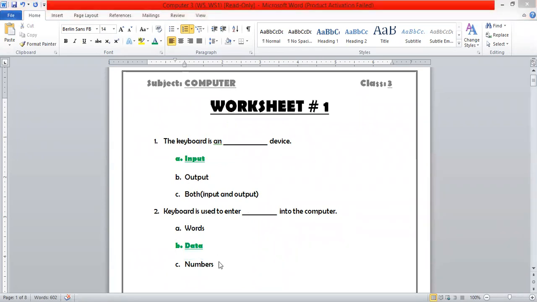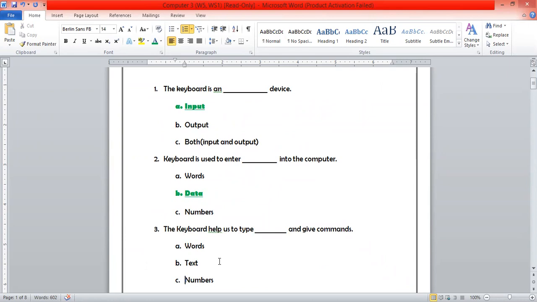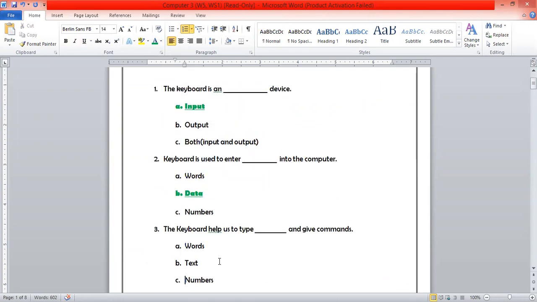Now, moving towards question number 3. The question number 3 is on the screen. That question is saying that the keyboard helps us to type dash and give commands. So what does the keyboard help us in typing? Typing words and giving commands, typing text and giving commands, or typing numbers and giving commands? What do you think?